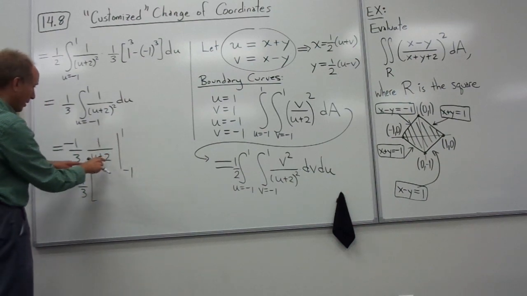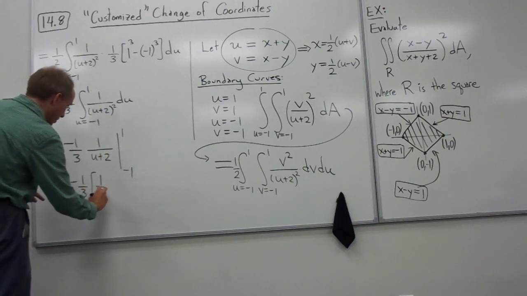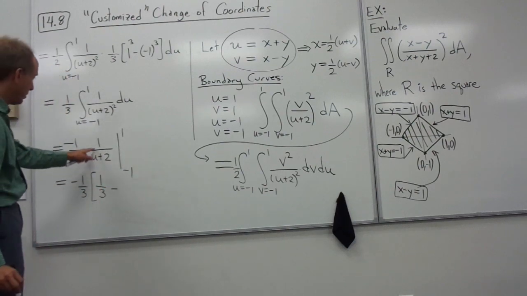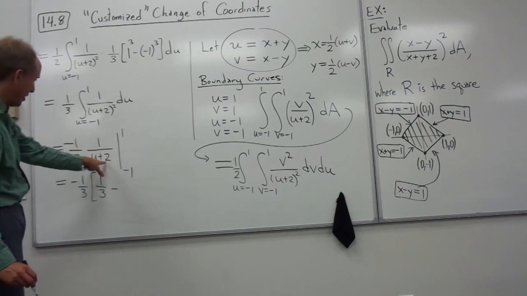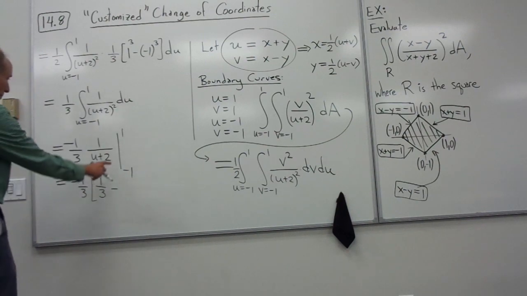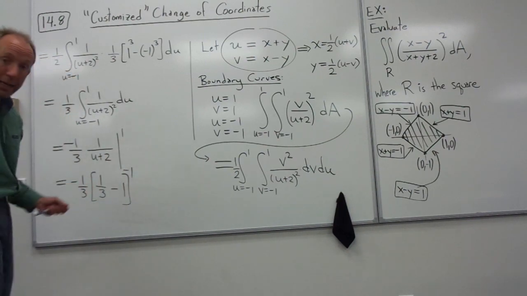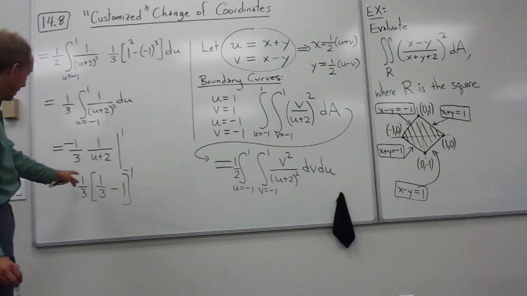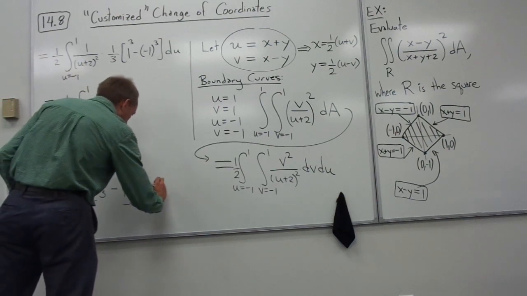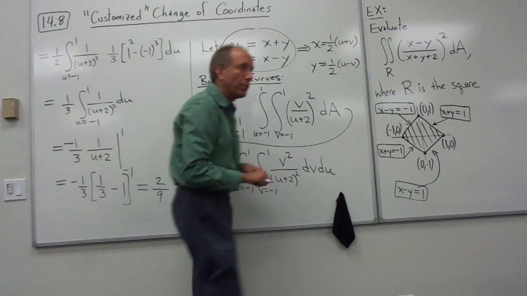So what we're going to get here is 1/3 minus, so in other words, 1 over 3, and then when I put in the lower limit, I'm going to get -1. And that's actually -2/3, which should come out to 2/9.